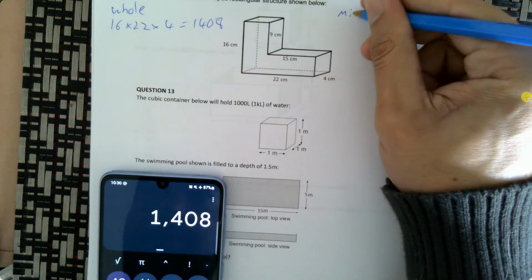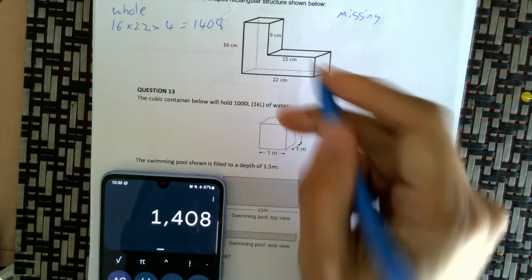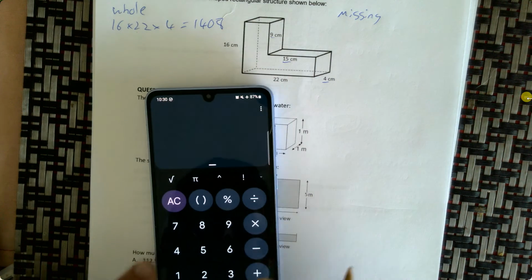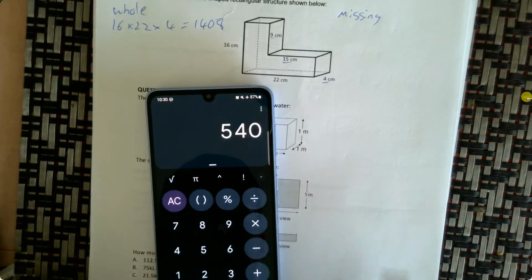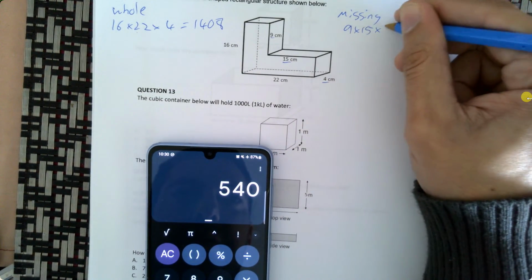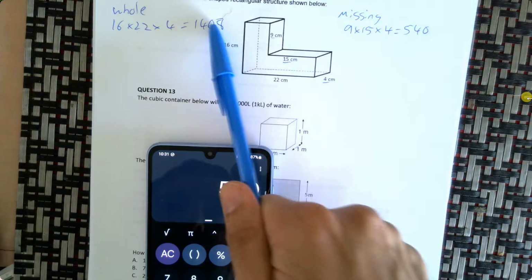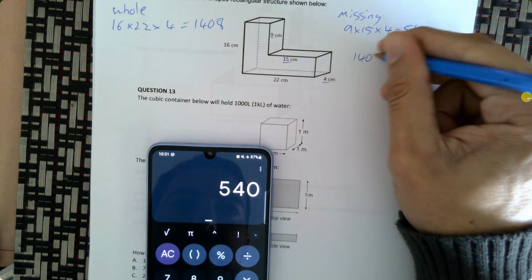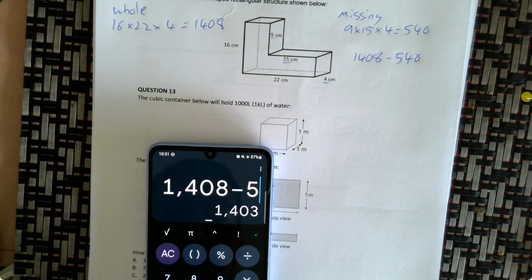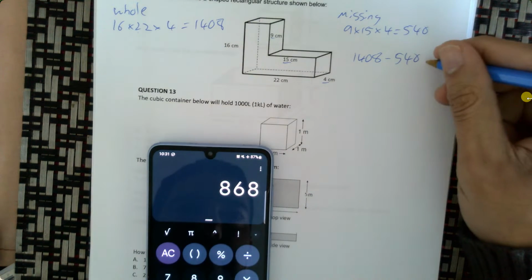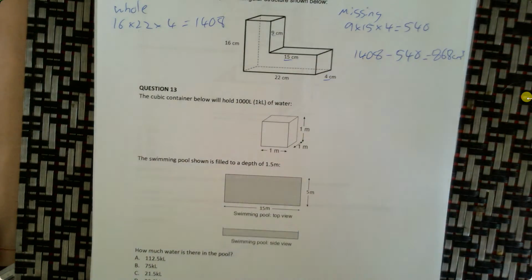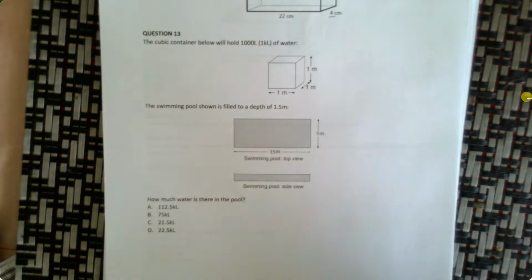Missing. 9 times 15 times 4. Equals 540. Whole minus missing. 1408 minus 540. Like that. Alright.